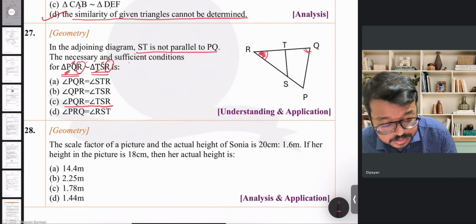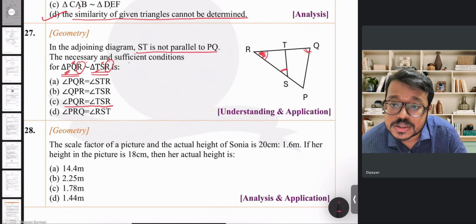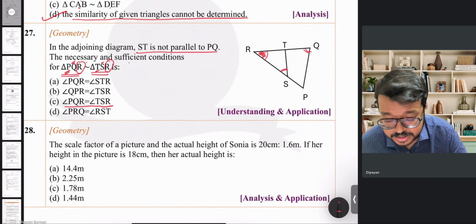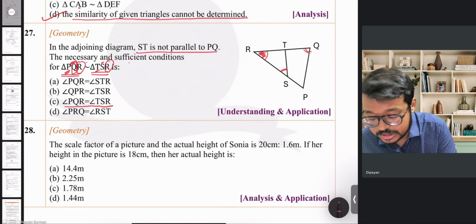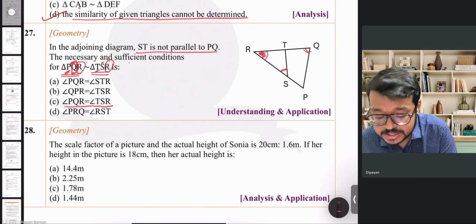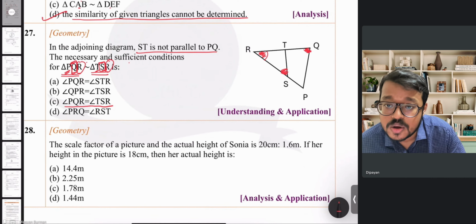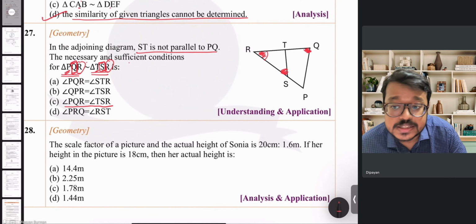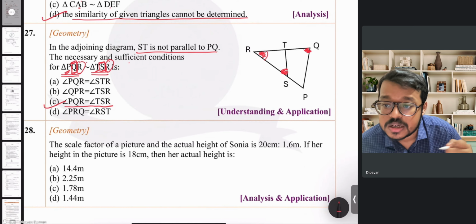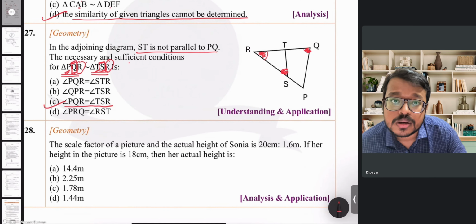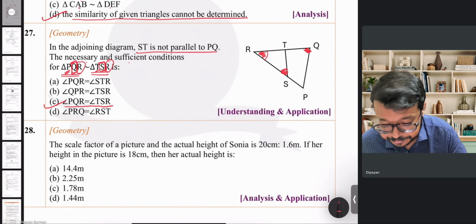PQR equal to TSR. So if that was given to me, then I can definitely say that the two triangles PQR will be similar to TSR, because from the triangle PQR you can see Q is the second letter, and from TSR S is the second letter. So this angle Q, if it was equal to angle S, only then I can say the triangles are similar. So option C is correct. None of the other options will help me guarantee that the two triangles are similar.